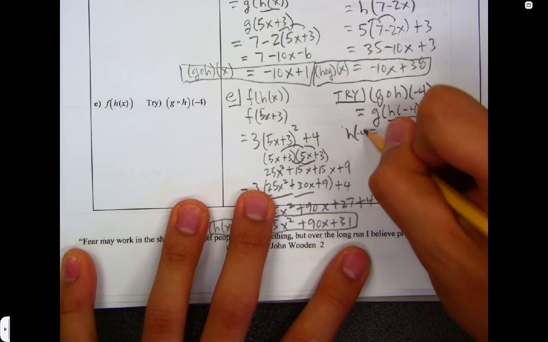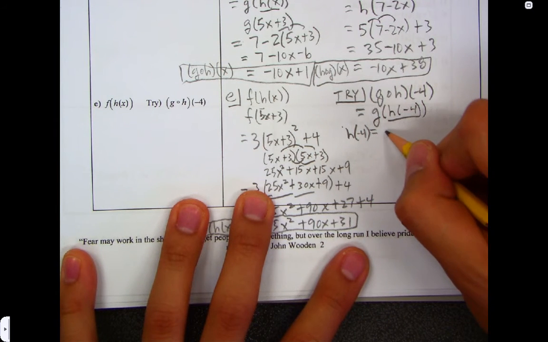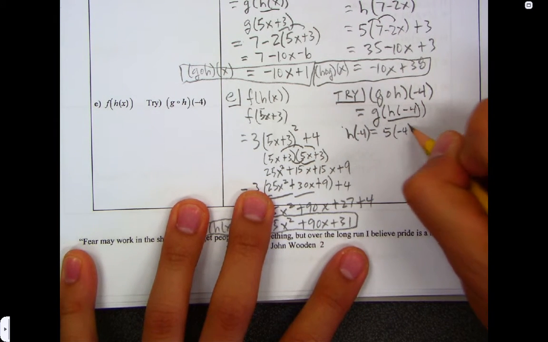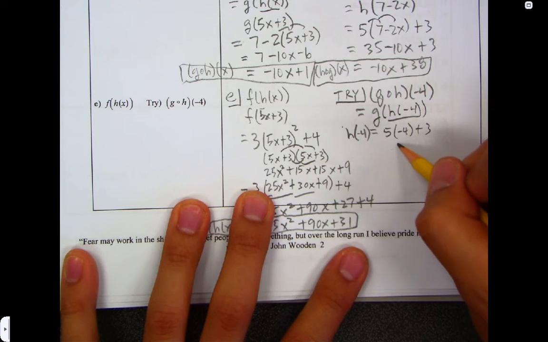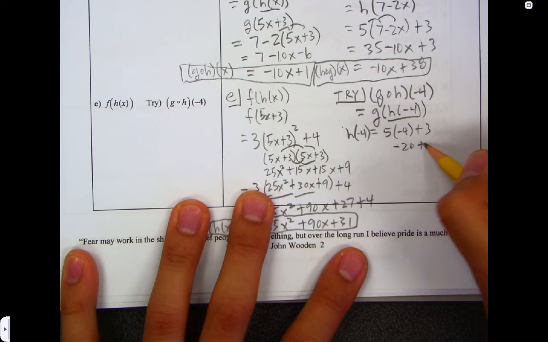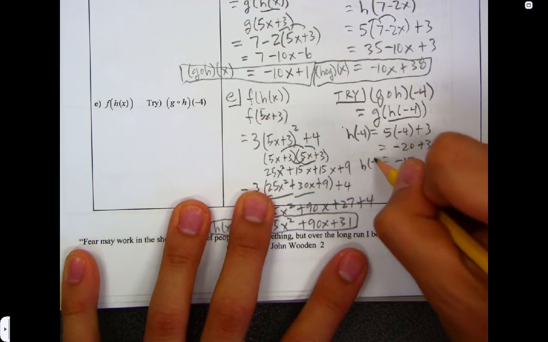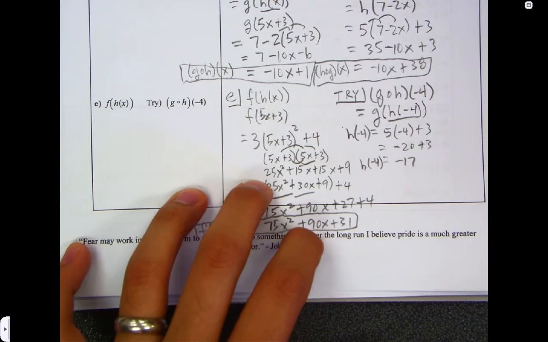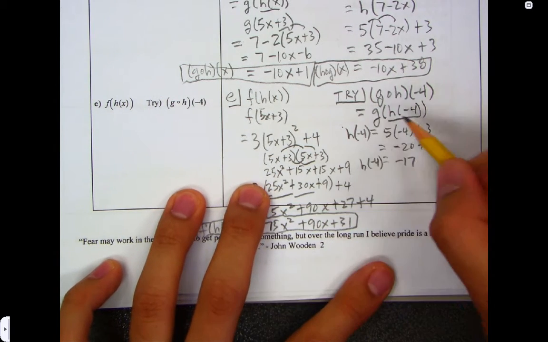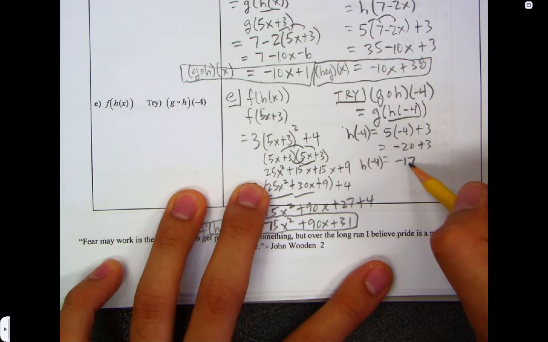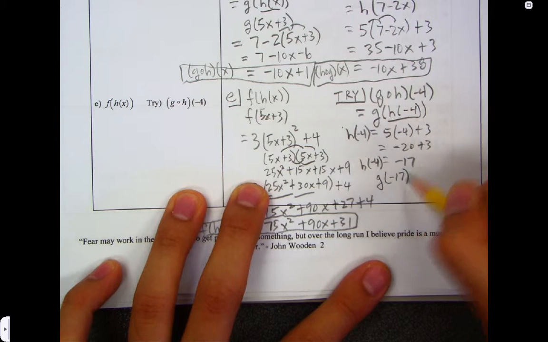H of negative 4. So I want to plug in negative 4. 5 times negative 4 plus 3. Multiplication first. 5 times negative 4 is negative 20 plus 3. That would be negative 17. Now, that means h of negative 4 is equal to negative 17, so now I have g of negative 17.